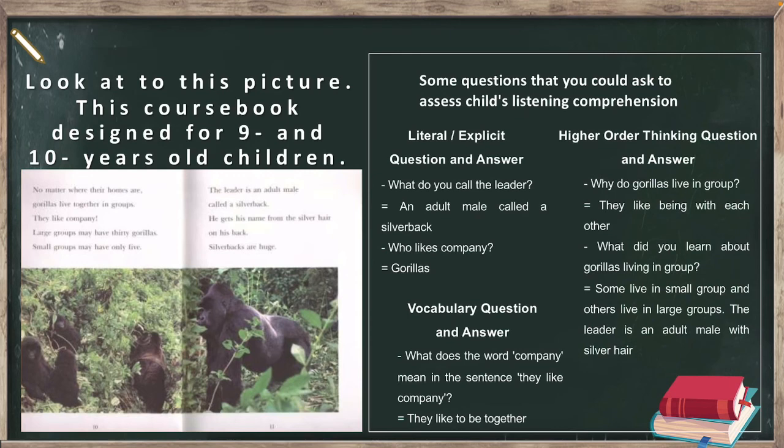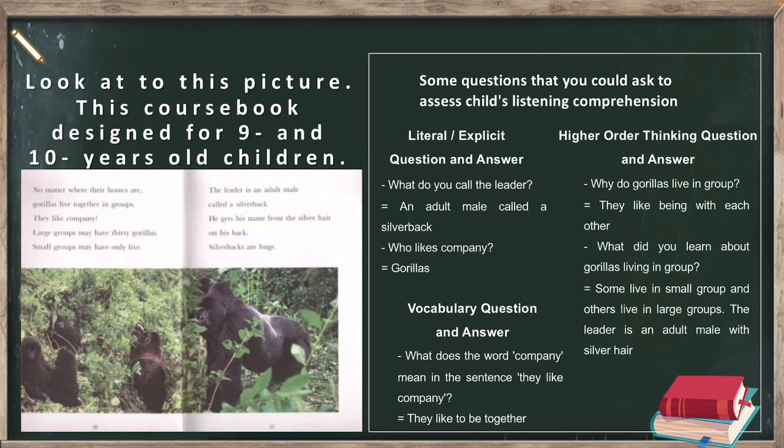For literal or explicit questions, you can ask students like, what do you call the leader? And the answer is an adult male called a silverback. Who likes company? And the answer is gorillas. And for higher order thinking questions, you can ask the student like, why do gorillas live in groups? And the answer, they like being with each other.